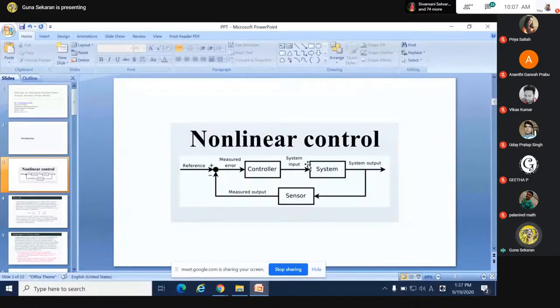In nonlinear systems, at least one block of the system, sensor, or control is nonlinear.